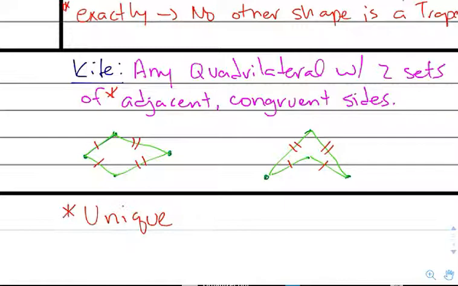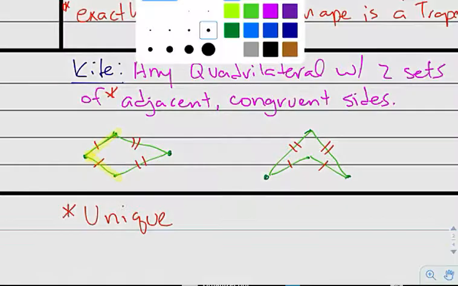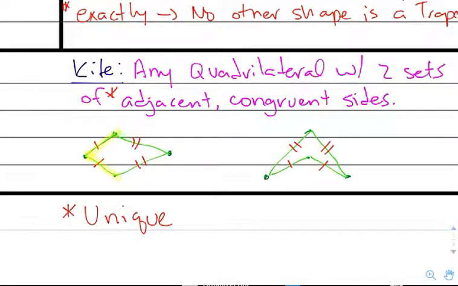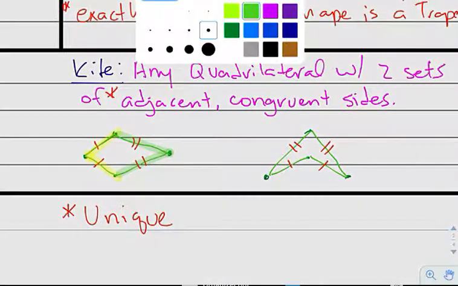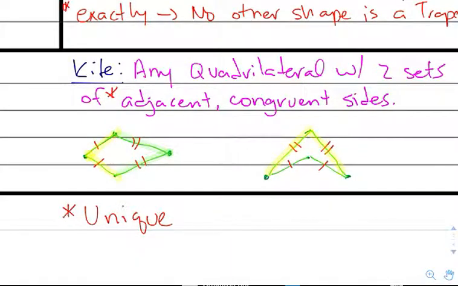Meaning that, just like the idea of trapezoid only versus at least, if you say I want unique adjacent congruent sides, you're saying these sets have to be different than these sets. Like they have to be different if you want unique. Now I'm not encouraging you to pick unique. I'm simply outlining that if you pick unique, the two sets have to be different.